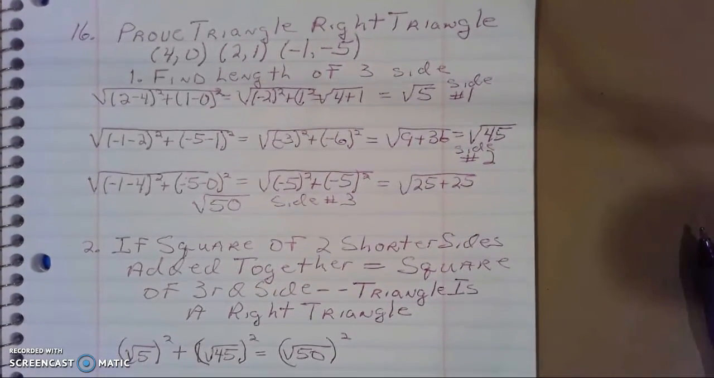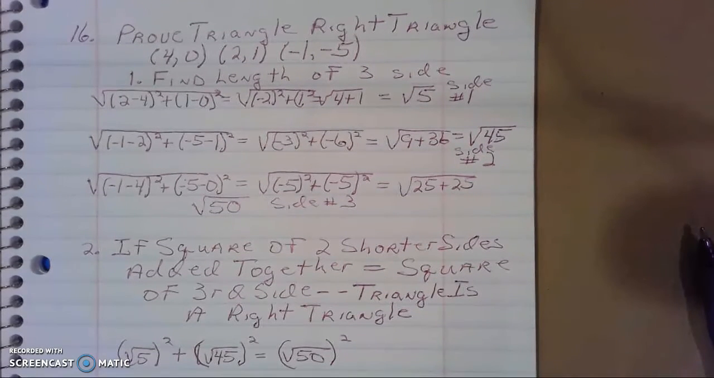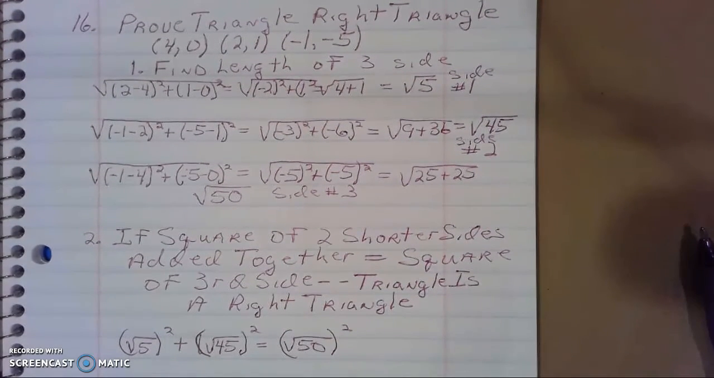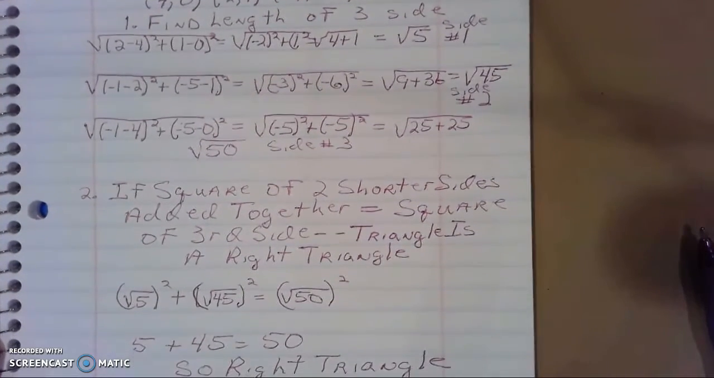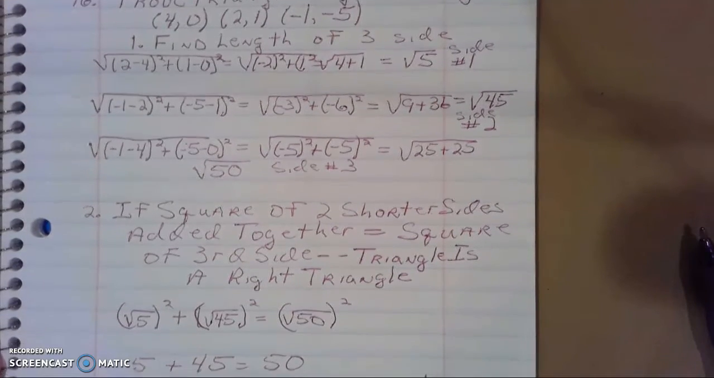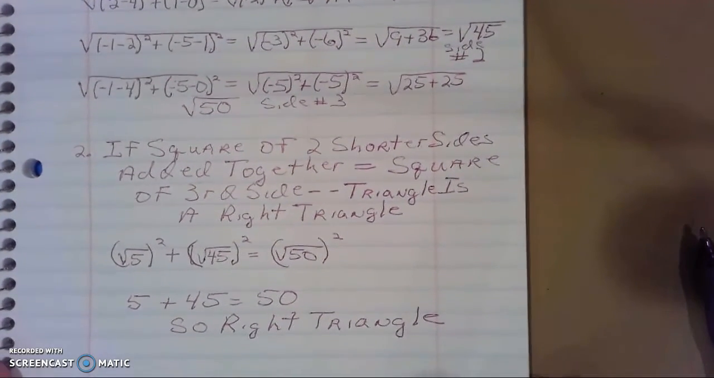I needed to find the length of the 3 sides. First, I did the first 2 points, found the distance, which is the square root of 5. Then I did the second and third points. I found the distance, square root of 45. Then I took the third point and the first point and found the distance in the third row there. Then, number 2, I took those 3 distances, square root of 5, square root of 45, and square root of 50.